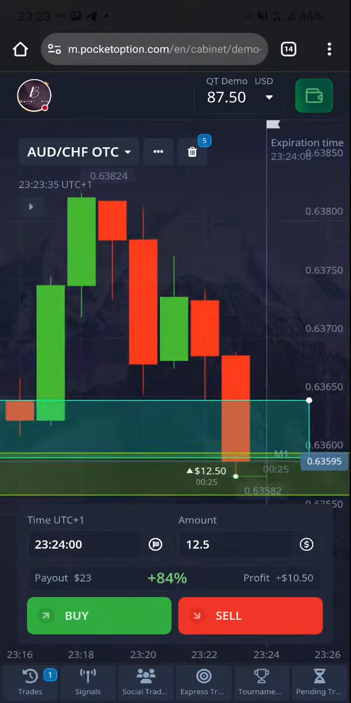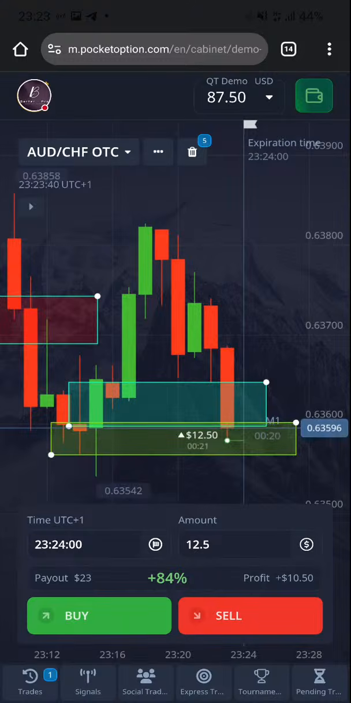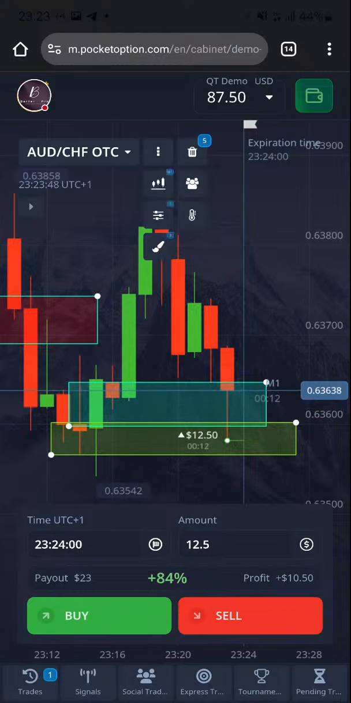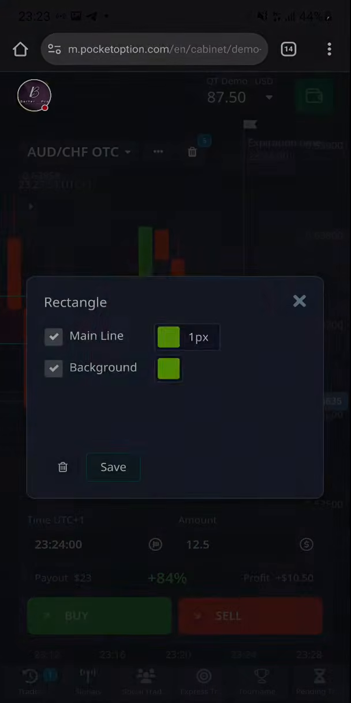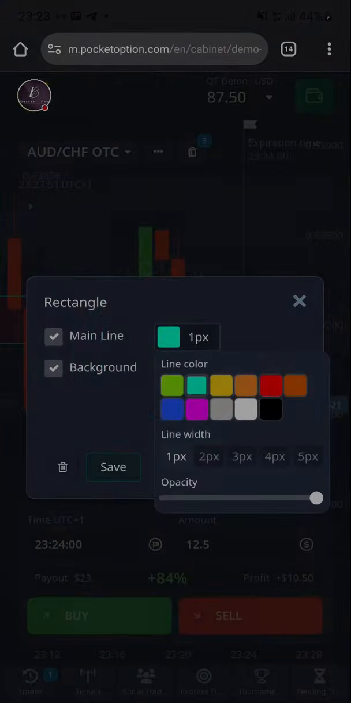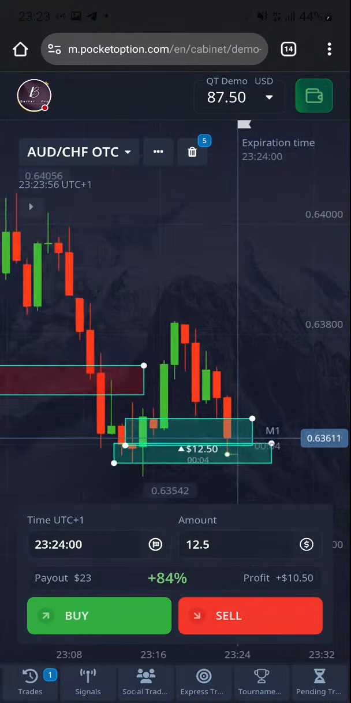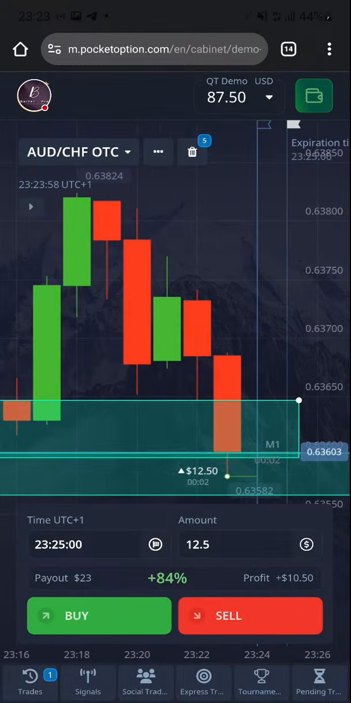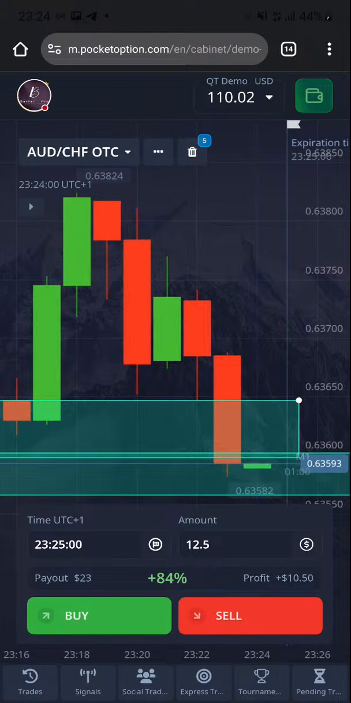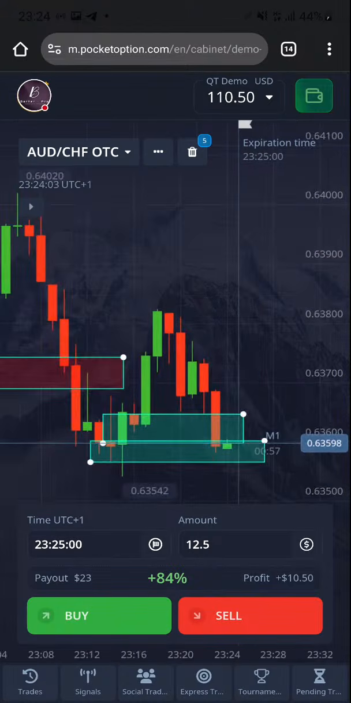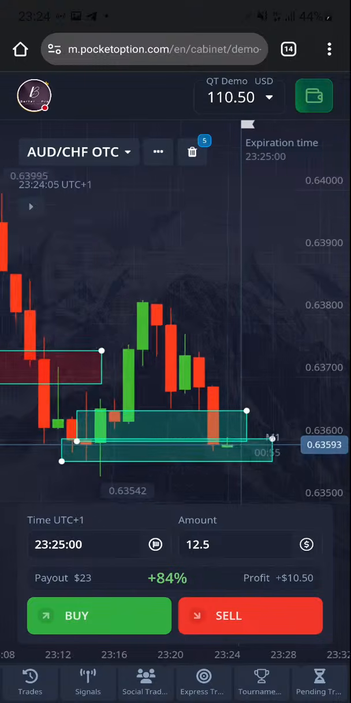I'm expecting a pullback here. If this pullback doesn't happen, this market is not stable. You understand? Now, immediately you realize that the market is not stable, you don't trade in it. You just leave the market and come back in 6 hours, because that market condition can linger for a very long time. You understand? And that's the reason why I always tell you.